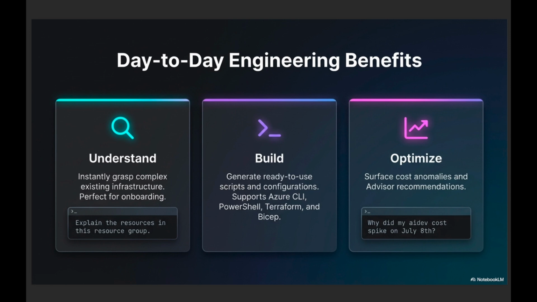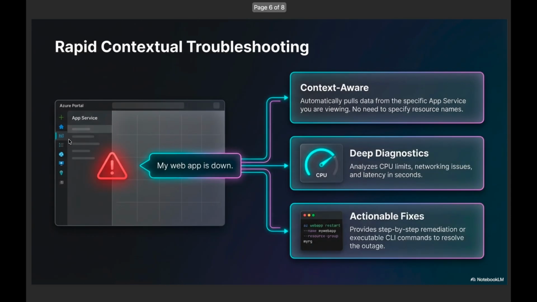And the next thing we have is optimize. So you can use Copilot for checking the anomalies in your environment, like you can ask it about a sudden cost increase in my resources. You can also ask it to give the top recommendations which will save you the most cost. So these small tasks can help you in having more productivity. Now the next thing is rapid contextual troubleshooting. So suppose you have your web application which is down and you don't have any idea what could have gone wrong.